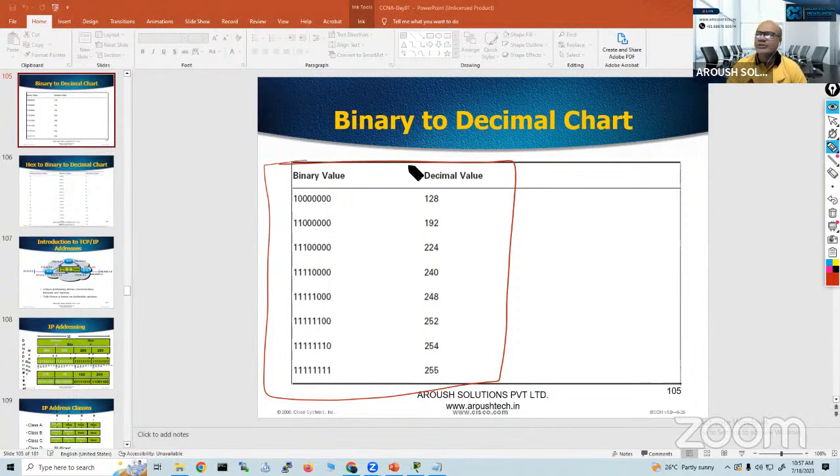I will share you all the slides. I think you guys already have shared this one. So the first bit is 128. I think you know how the 128 has come, right?